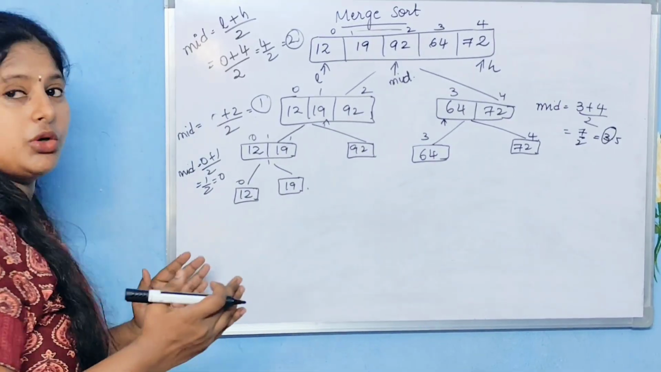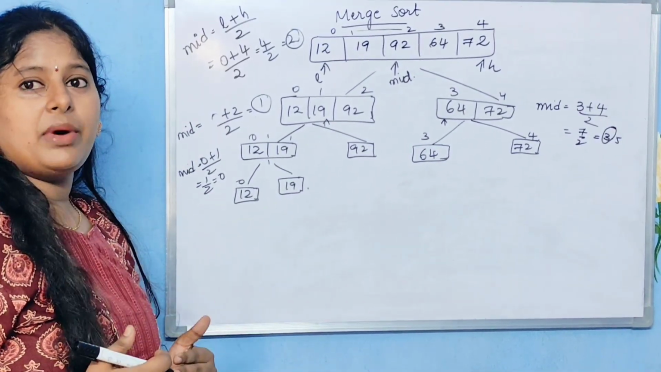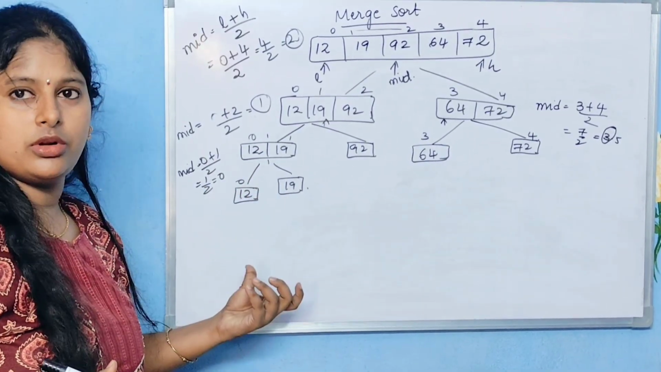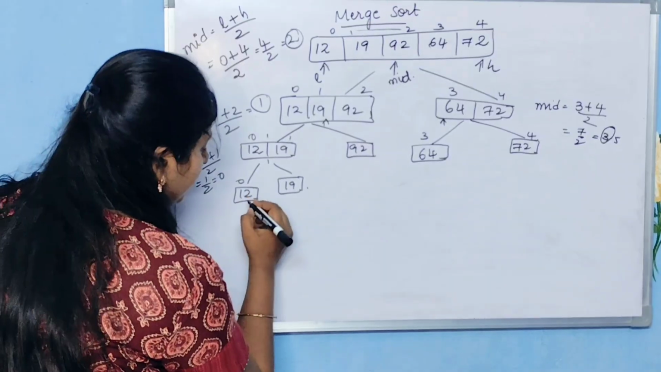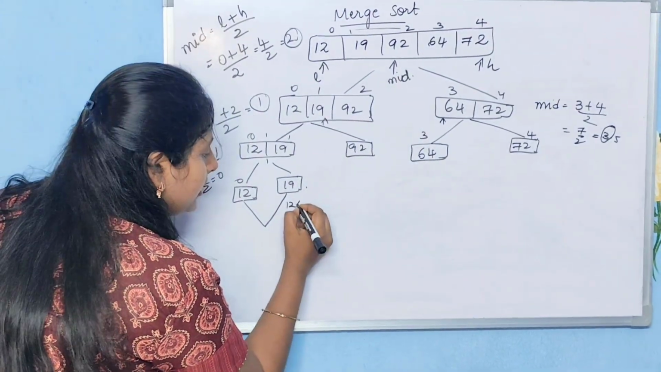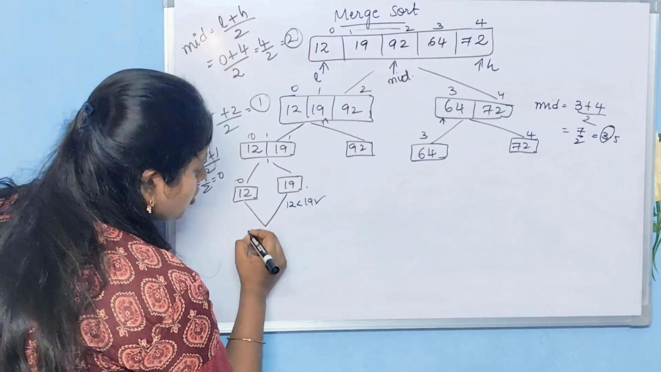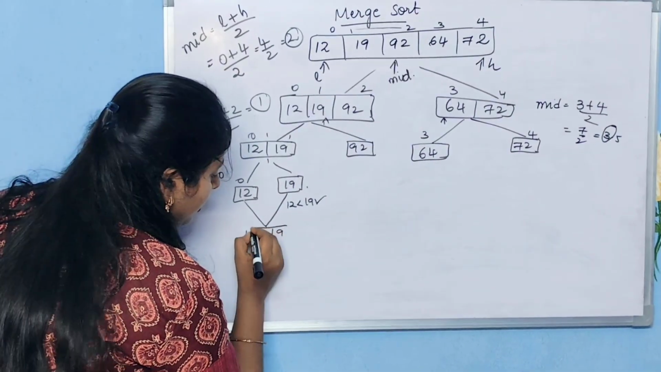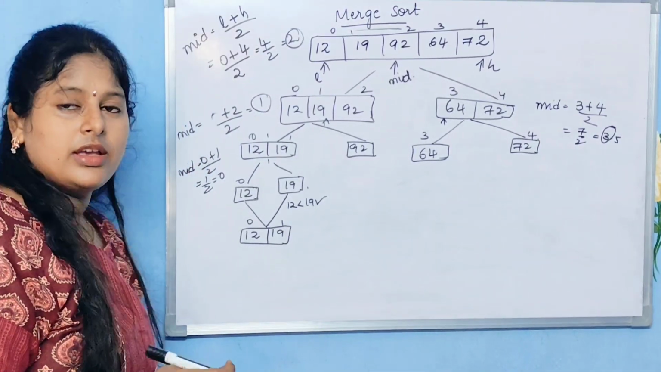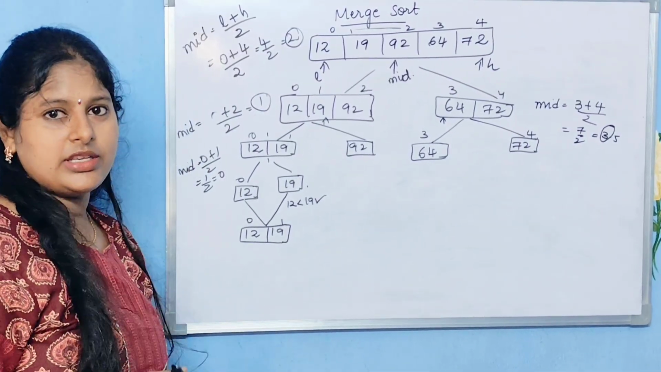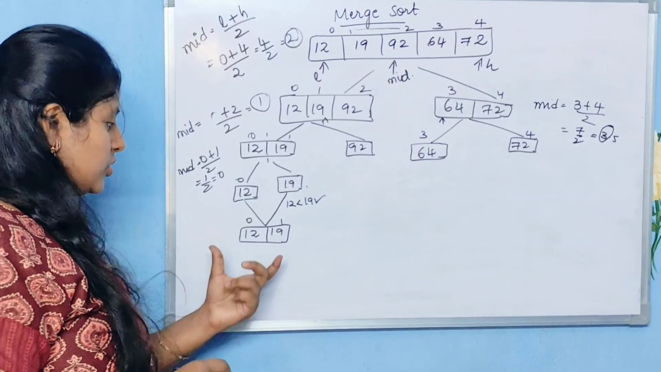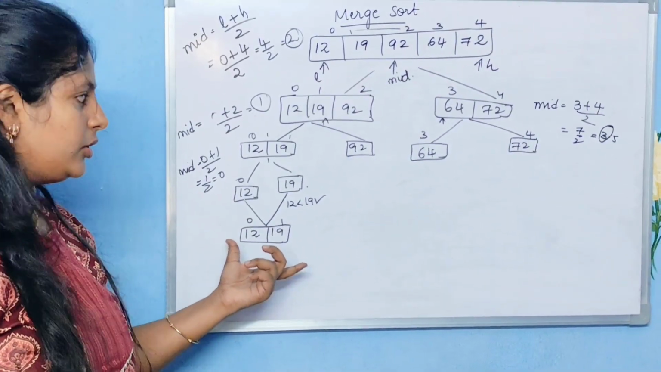Now what will you do? You have to combine. This combining process is called conquer. That is called the divide and conquer rule. Now you have to combine them in sorted order. Is 12 less than 19? Condition true, so you can directly write it. Since we are arranging the elements in ascending order, the elements with lower value should be at the low index. So it is in correct order, and I need not do anything.